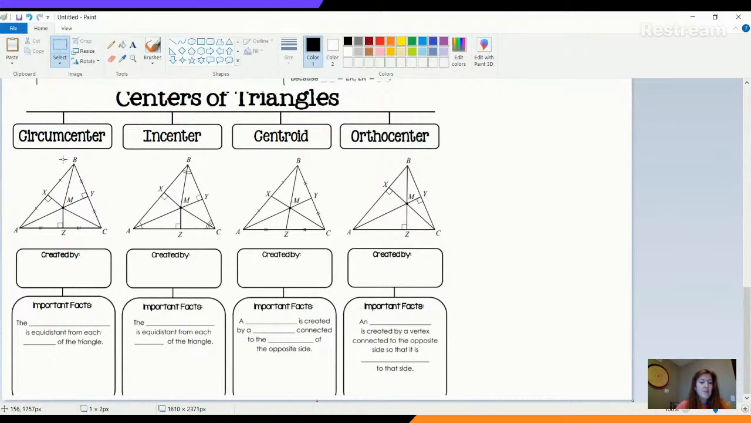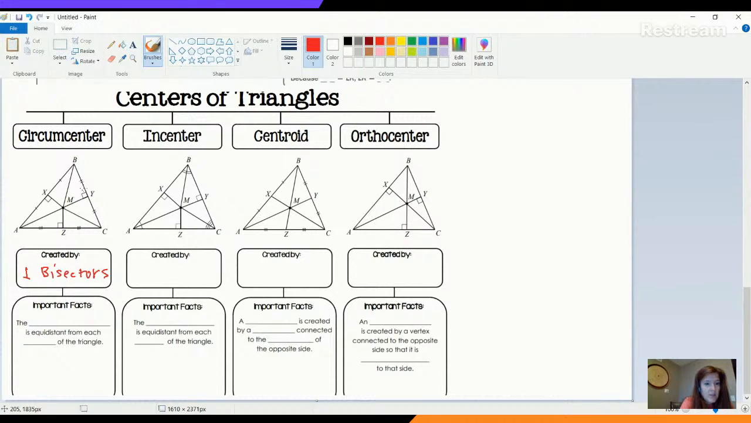So if you recall, on Monday, what we learned about was finding the perpendicular bisector and using the perpendicular bisector to find the circumcenter of a triangle. So when we're finding the circumcenter, that is created by using the perpendicular bisectors, right? So this shouldn't be any new information. We use the perpendicular bisectors to find the circumcenter.